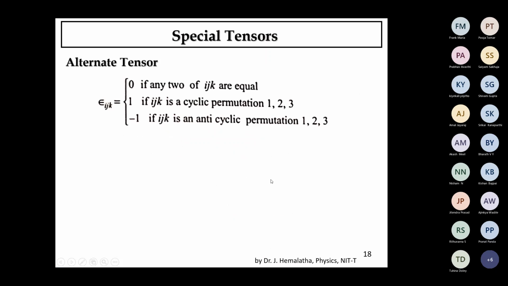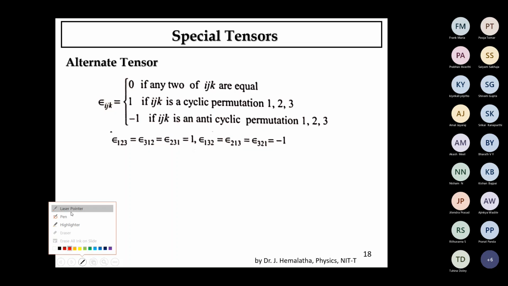Okay, let's continue. So some examples are given here. Epsilon 1, 2, 3, epsilon 3, 1, 2, epsilon 2, 3, 1, all are in cyclic order, right? So its value will be 1. And here 1, 3, 2, the order is changed. It's not in cyclic order. 2, 1, 3 and 3, 2, 1 are anticyclic. In such a case it is -1.